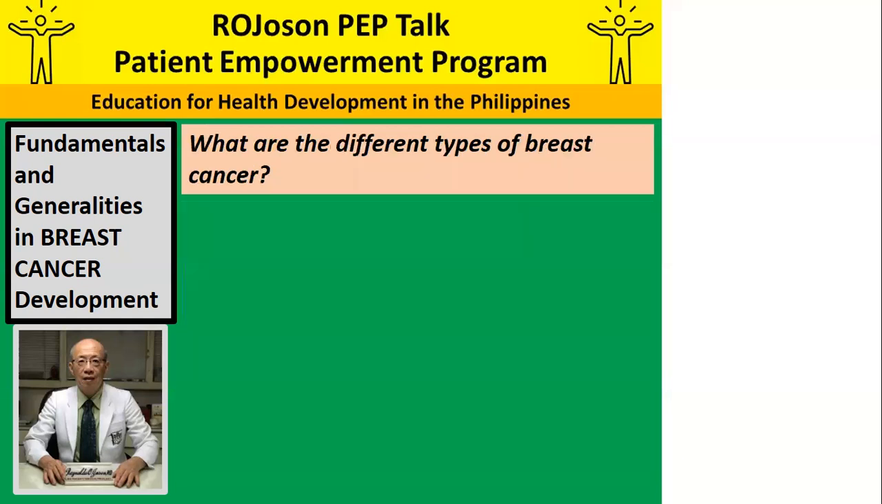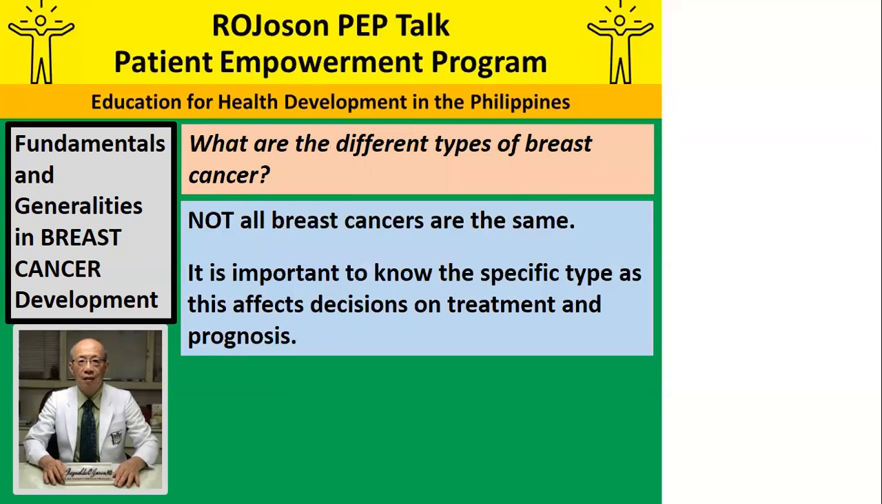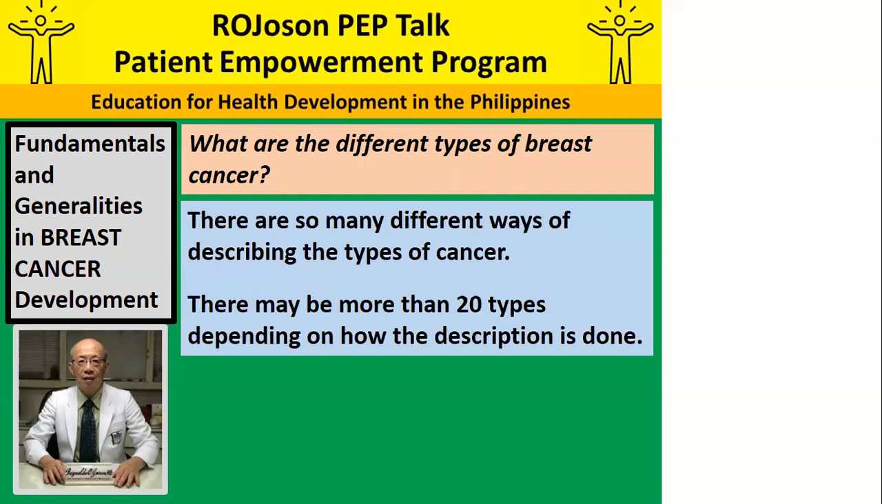What are the different types of breast cancer? Not all breast cancers are the same. It is important to know the specific type as this affects decisions on treatment and prognosis. There are so many different ways of describing the types of cancer. There may be more than 20 types depending on how the description is done.